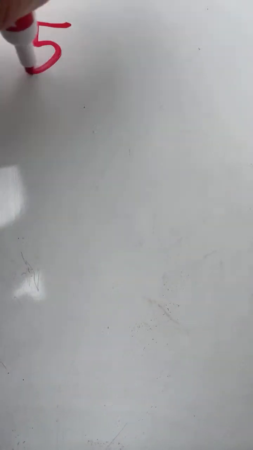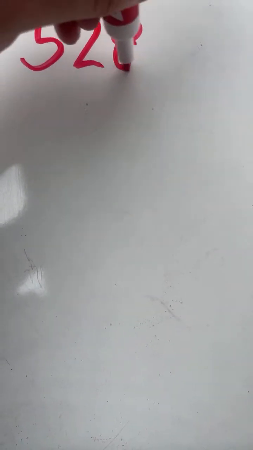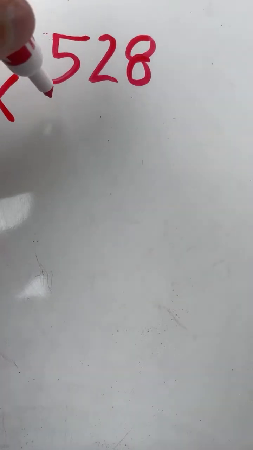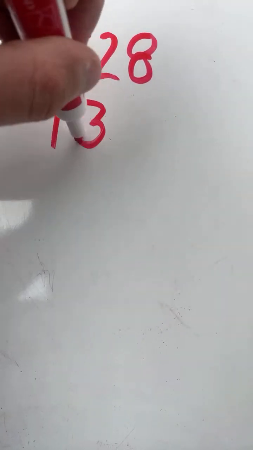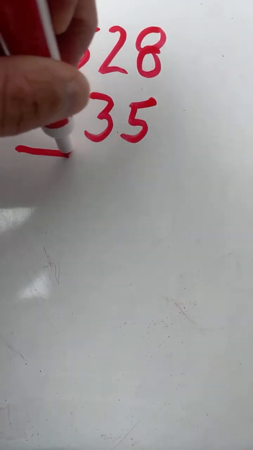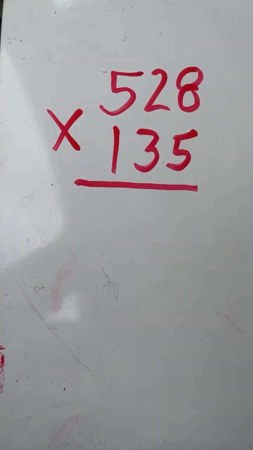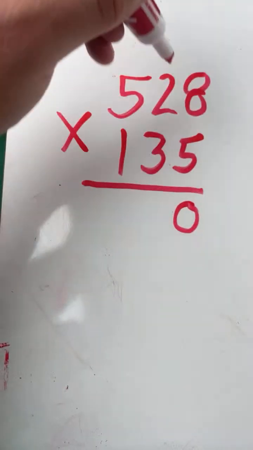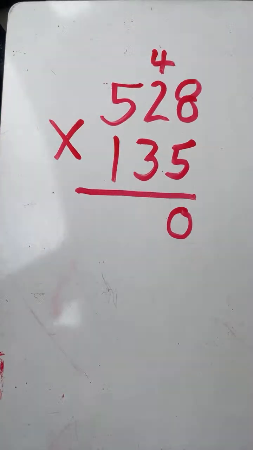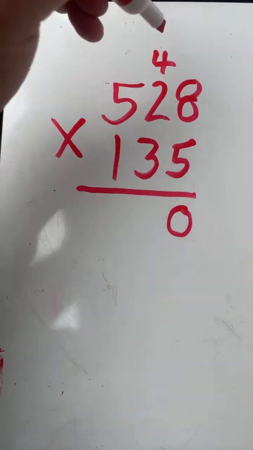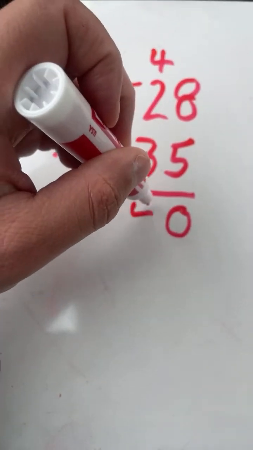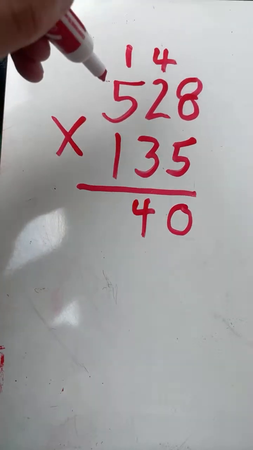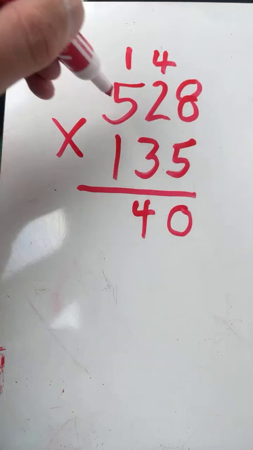All right, here we go. 528 times 135. So we start in the ones place. 8 times 5 equals 40. 0, carry the 4. 2 times 5 equals 10, plus 4 equals 14. 4 carry the 1. 5 times 5 equals 25. Plus 1 equals 26.